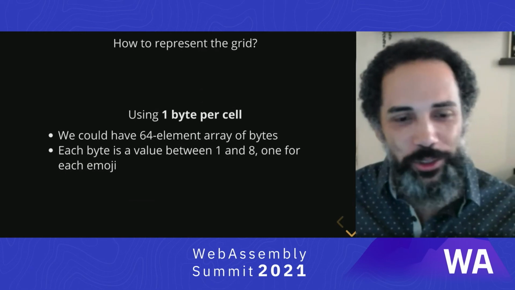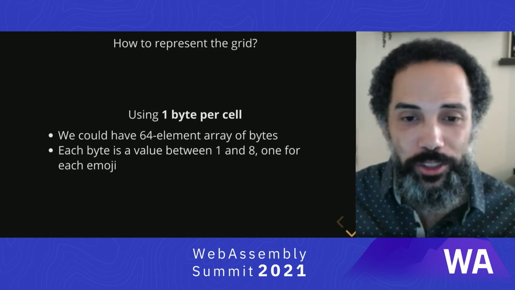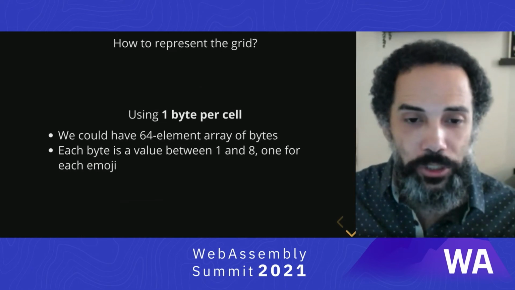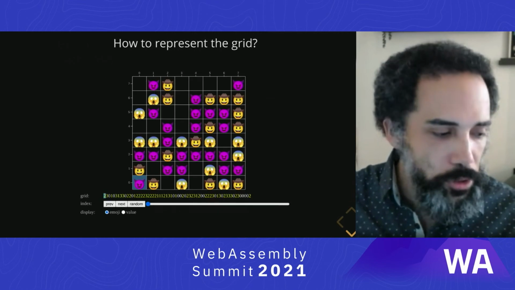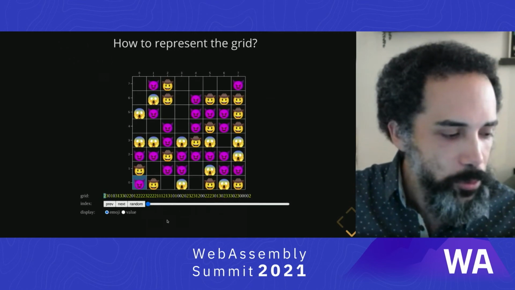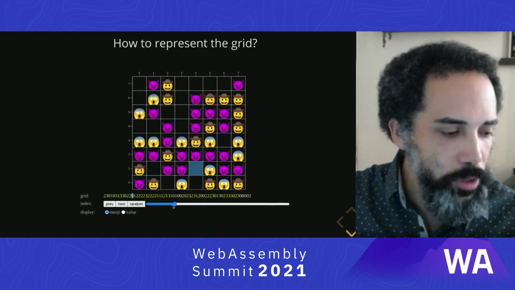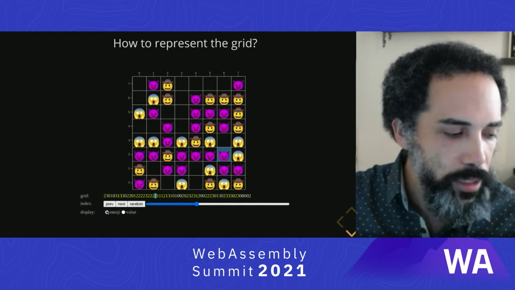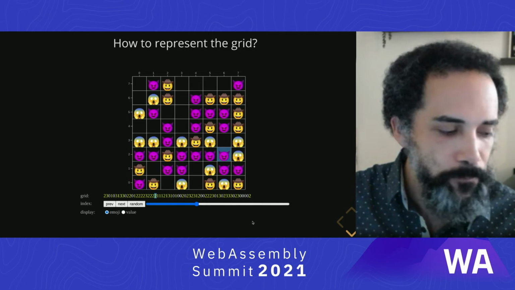So now we actually have to represent the grid. One way you might do this if you're writing this in JavaScript is you use 1 byte per cell, each byte representing one of the 8 different emojis. And you could do that, and it would look something like this. I won't dwell on this too much, but you can see that each of these cells represents a different emoji. And if I switch to the value, you can see that all the little purple faces are the number 2, right? And this would be our array of data.